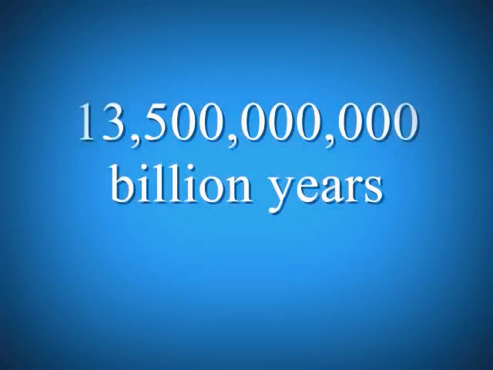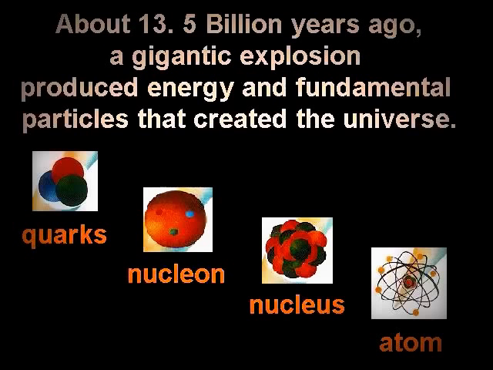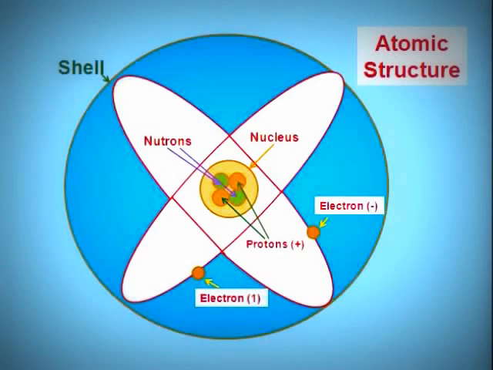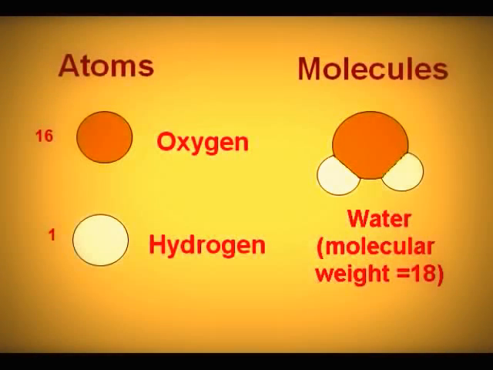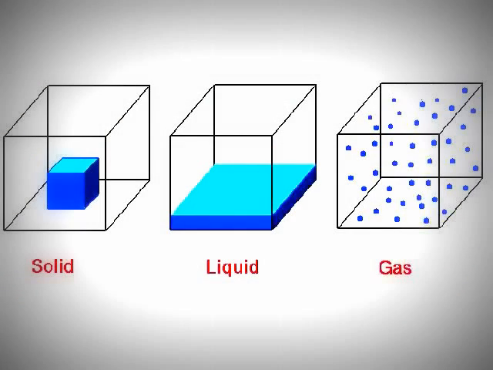Remember, in American English, 1 billion is 1 with 9 zeros. So what was created 13.5 billion years ago? I said all the energy and fundamental particles were created. These particles in physics are called quarks. Quarks make up protons, neutrons, and electrons, which form atoms. Atoms make molecules. Molecules make solids, liquids, and gases, things that make up the earth.